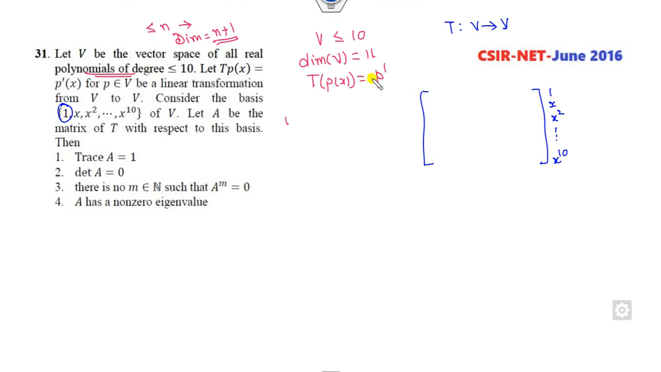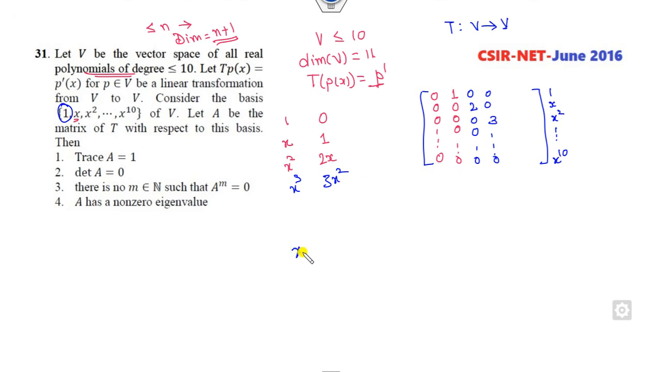If I take 1, the derivative will be 0. So 0 is a constant, the rest of the values are 0. If I take x, the derivative will be 1, that's a constant value, so it's a 1, the rest are all 0. If I take x square, the derivative will be 2x, so here it is 2, the rest are 0. For x cube, 3x square, so the coefficient of x square is 3, the rest are 0. Similarly, for x raised to power 10, the derivative is 10 times x raised to power 9, so that entry is 10, the rest are 0.